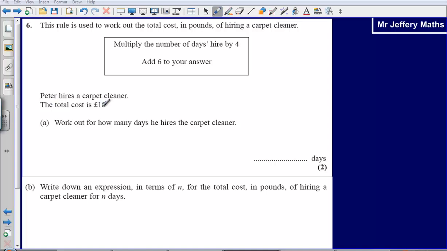Now if we think about what's happened here, we need to work back. We're asked to work out how many days he hires the carpet cleaner for. Well, what has happened to the number of days? The number of days has been multiplied by 4, then 6 has been added to that. So to work back, we simply do the reverse of what's happened, just work our way backwards.